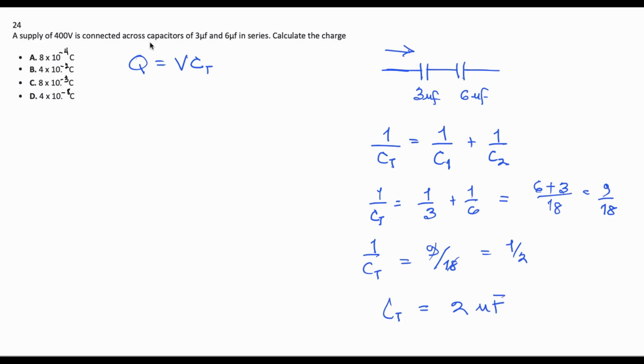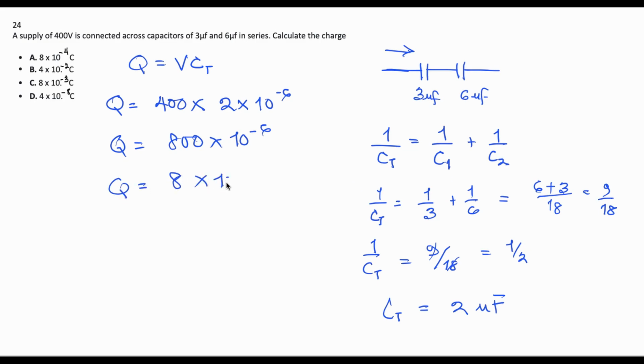So if we bring this into our equation here, we have that Q, the charge, is the voltage 400 volts multiplied by 2 times 10 raised to the power minus 6. Don't forget that this is microfarads, and micro is 10 raised to the power minus 6. So Q is equal to 400 times 2 is 800 multiplied by 10 raised to the power minus 6. And if you're familiar with your indices, you know that this is the same as 8 times 10 raised to the power minus 4 coulombs. So our answer here is A.